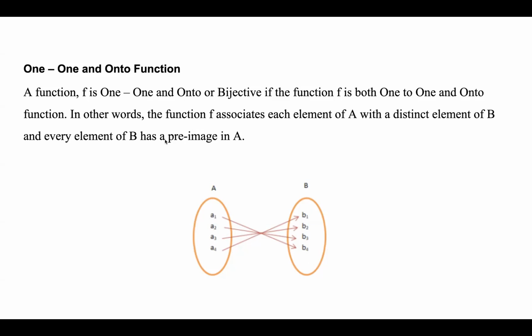Because for one-to-one we use the word injective, for onto we use the word surjective, and if both are there, then we call it a bijective function. All the elements of A and B are assigned one-to-one, and elements of B are covered with the elements of A. So here we can take it as a bijective function.